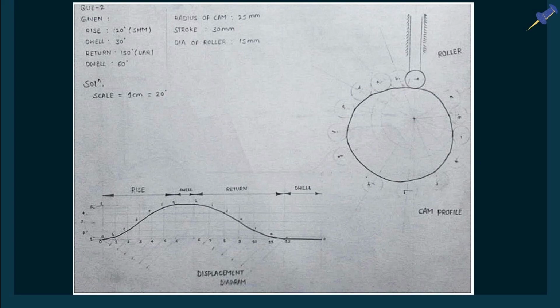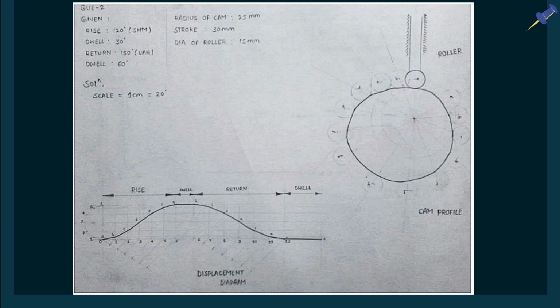The roller and the circle must be in contact, on the lower side of the roller and the upper side of the circle. Then divide the prime circle into a number of segments. First is 120 degrees of outstroke. Next is a dwell period of 30 degrees, and next is 150 degrees of return stroke.